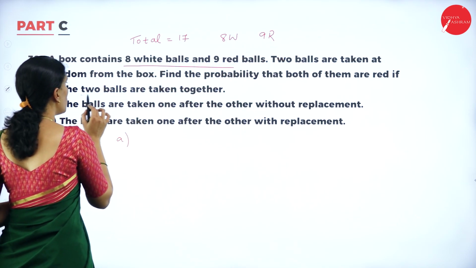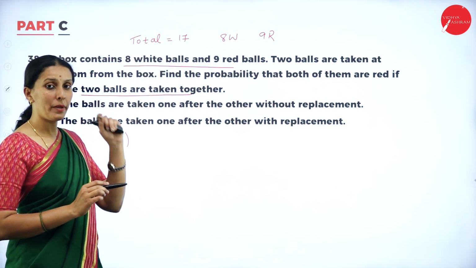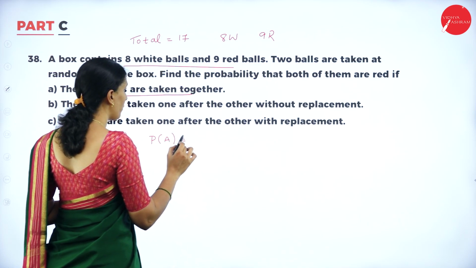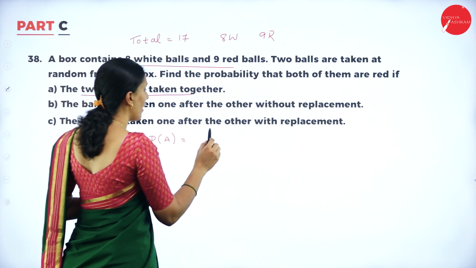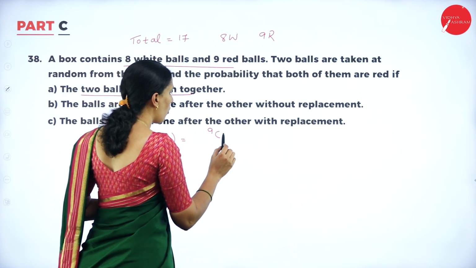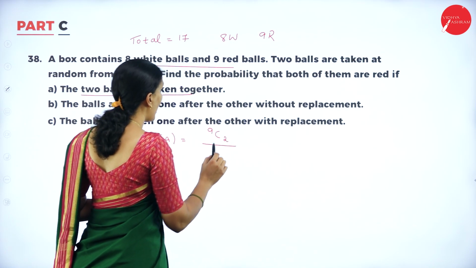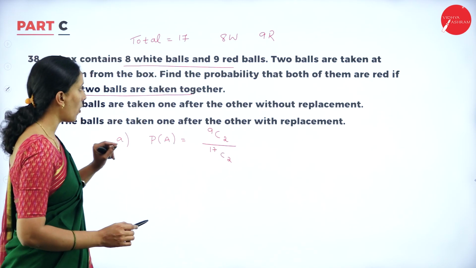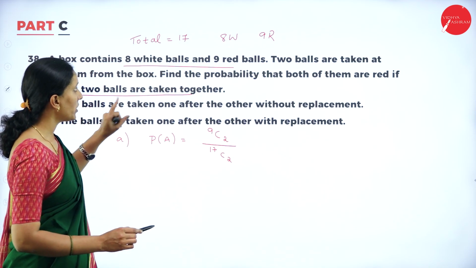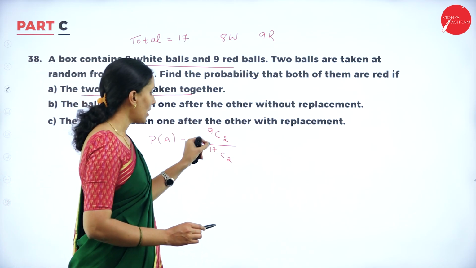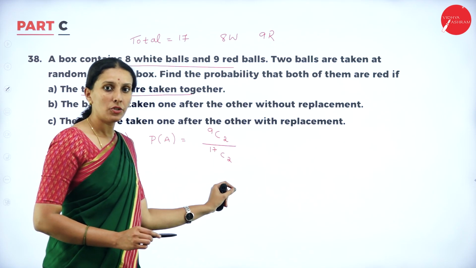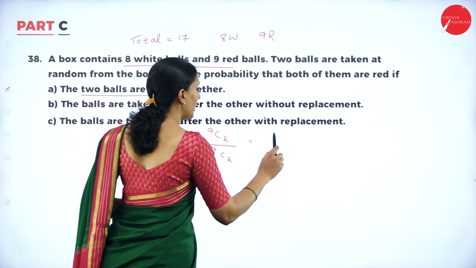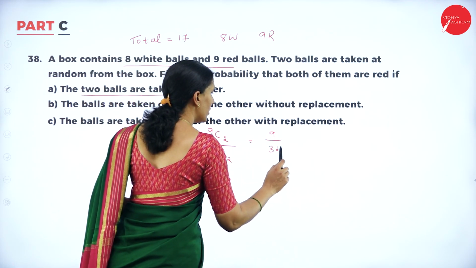My first question is: 2 balls are taken together and both should be red. If I choose it as event A, then the probability of event A is: I am choosing 2 red balls out of 9 red balls, and the total is 17C2. So the combinations will be 9C2. That means in 17 balls I am choosing 2 red balls. So this is the probability value I will get, which is equal to 9 by 34.